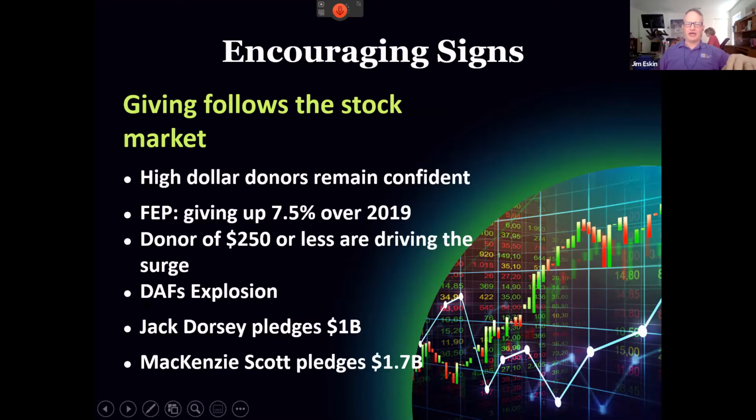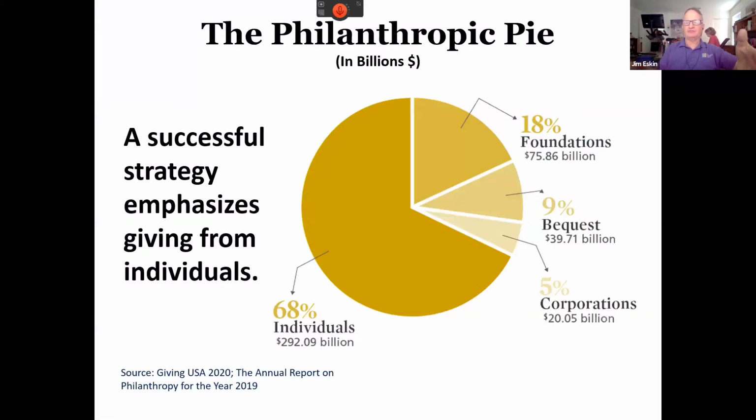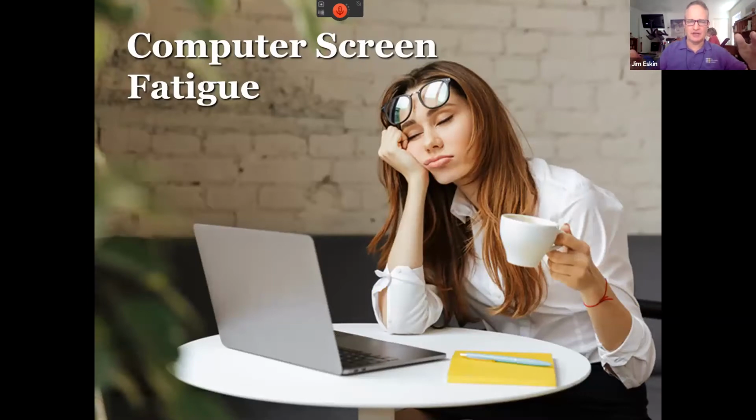If you don't know what a DAF is, you better research it. It's a donor advised fund, and it represents a huge and dynamic part of philanthropy. We've seen billion-dollar gifts from two folks who did not make anything remotely close to that before 2020. And by the way, this is where philanthropy comes from. We talked about $450 billion, and 70% or so comes from individuals. I love foundations and corporations, but most of the money comes from individuals. We're talking about respecting computer screen fatigue. People are being overwhelmed.